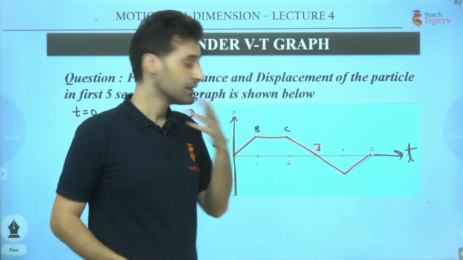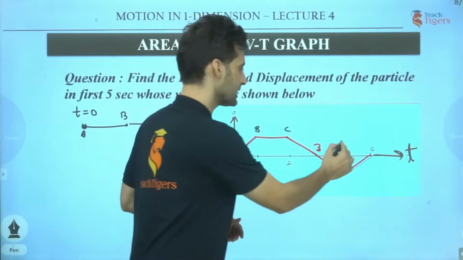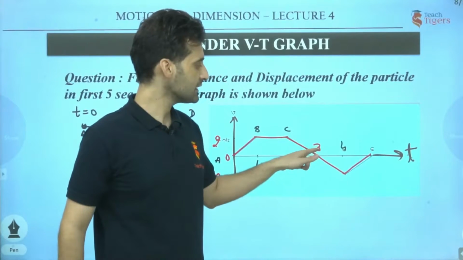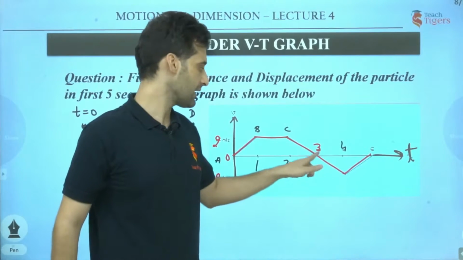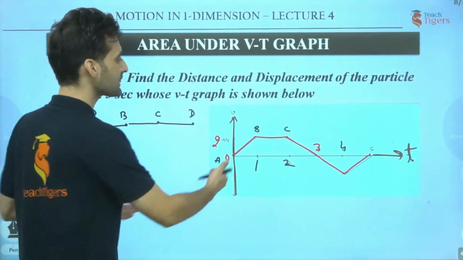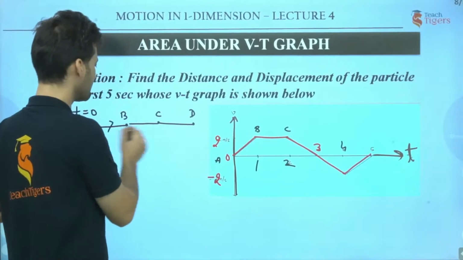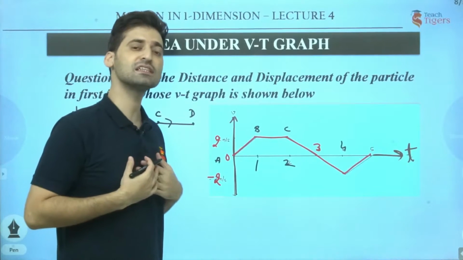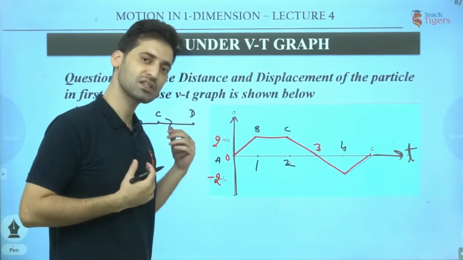Now what happened? From 3 seconds to 4 seconds, in the next 1 second, its velocity becomes negative and it reaches -2. Now, what does negative mean here? When I was taking the positive velocity to the right hand side, I must understand that negative velocity means it is moving toward the opposite direction now, right?